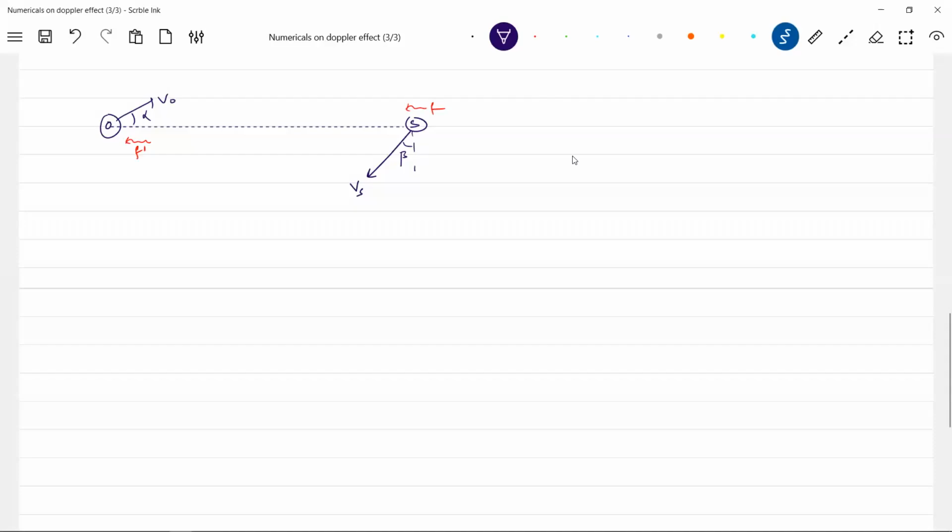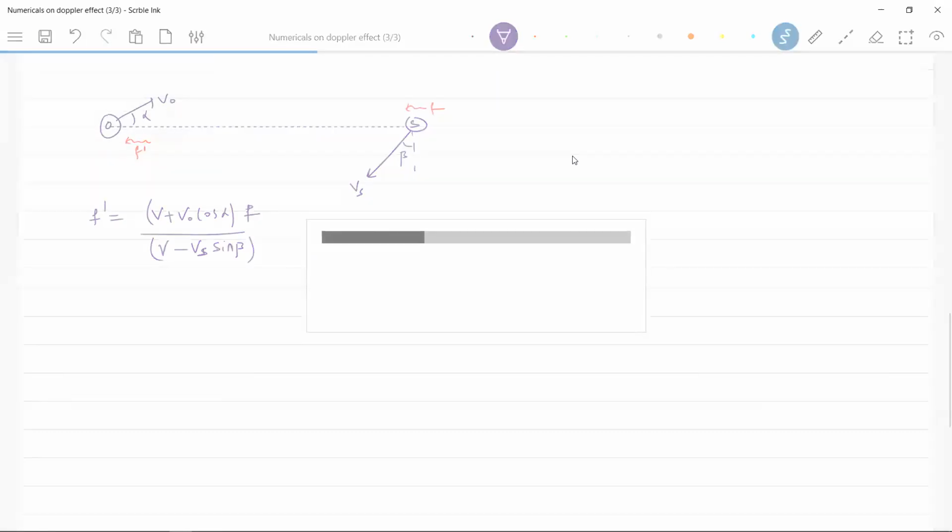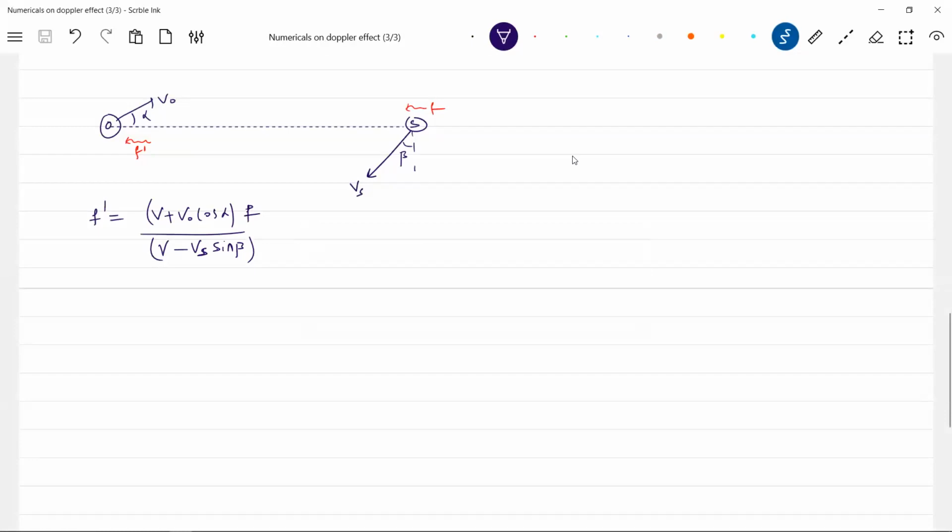The apparent frequency will be given by f dash, or any other symbol you can prefer. f dash should be equal to (v plus v naught cos alpha) by (v minus vs sin beta), into f. I think everyone knows this. So this is the apparent frequency.